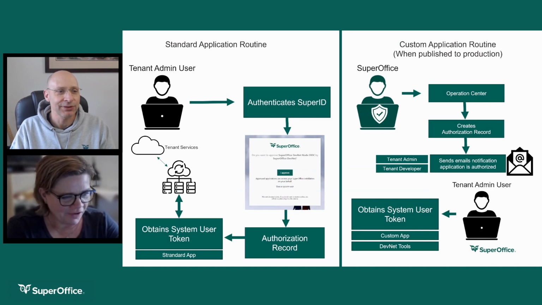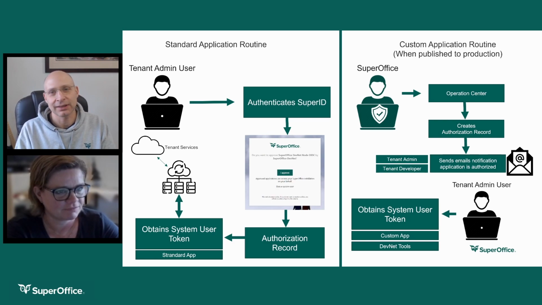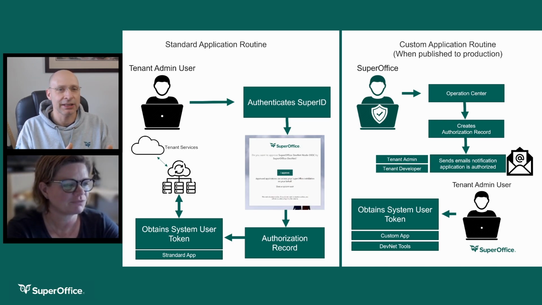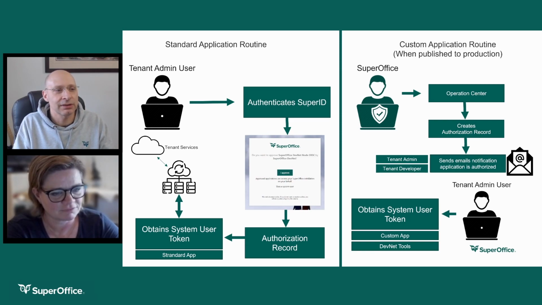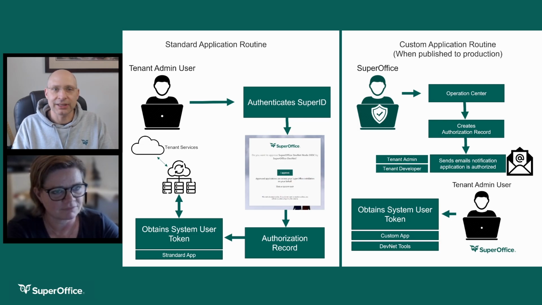So, okay, let me try and summarize the difference between a standard application and a custom application, what goes on behind the scenes. For a tenant application, it's very similar to what we just did. We use the DevNet-Tools website as my application, as a partner application. I put in the client ID, client secret, used SuperID to log in. I was presented with a consent dialog where I had to approve this application to allow that application to access my tenant web services. I approved it.